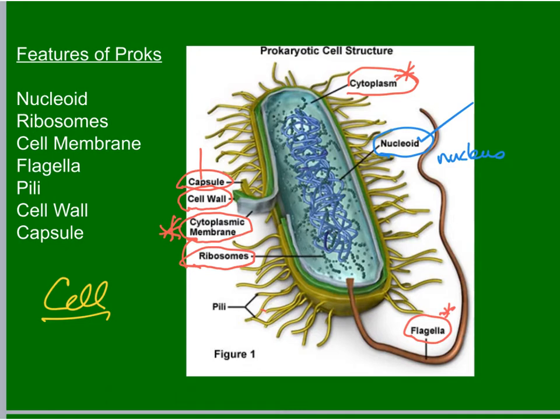All right, well, what else is on our list? So the nucleoid is where prokaryotes have their DNA, ribosomes, cell membrane, flagella. Pili are these little appendages or little membrane covered things that stick out of the cell, and they actually are for testing the environment. Cell wall and capsule are usually there for protection and to maintain the cell's structure.